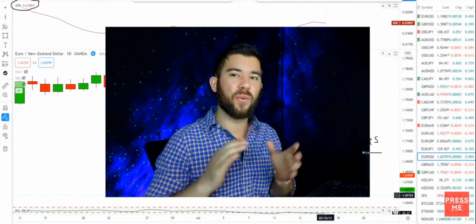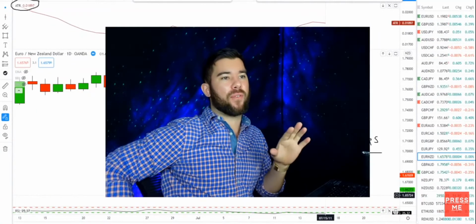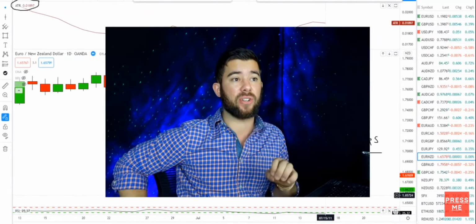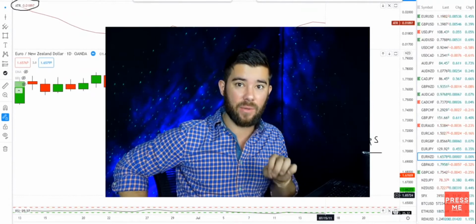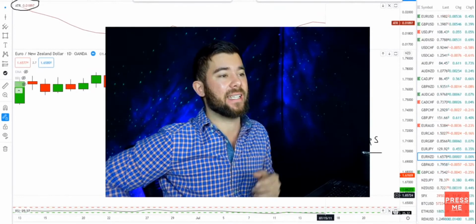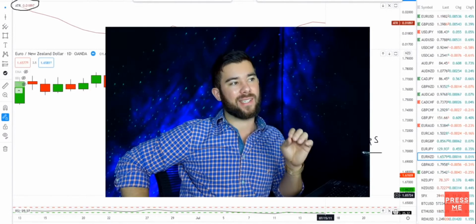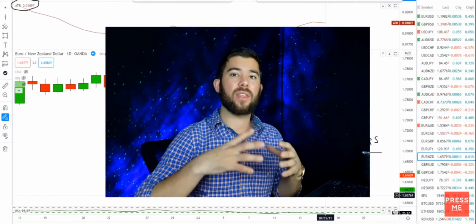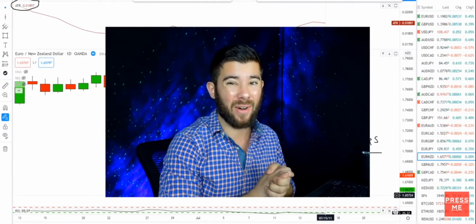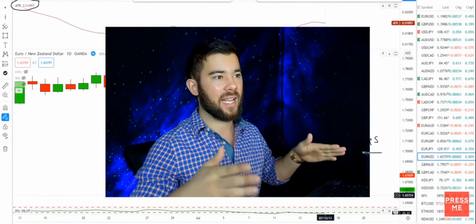The most useful indicator that I have ever found, and with no exaggeration, an indicator that I use every single time I place a trade, is the ATR indicator. ATR stands for average true range, and what this indicator does is give you the average movement of price out of the last 14 candles.